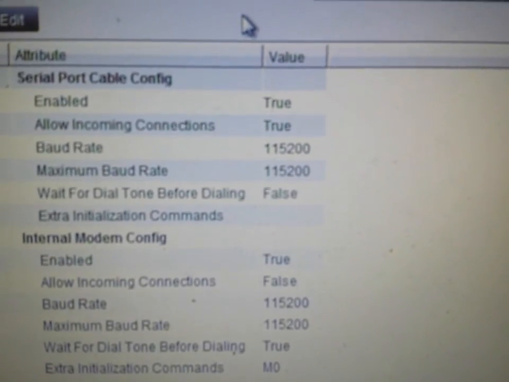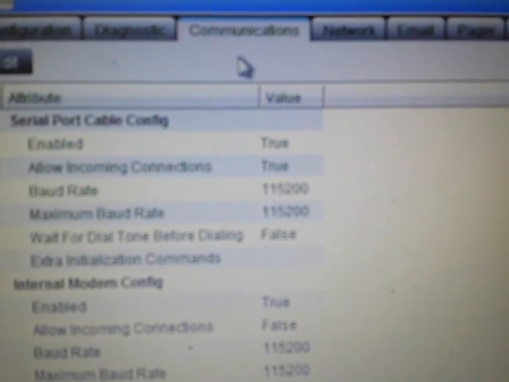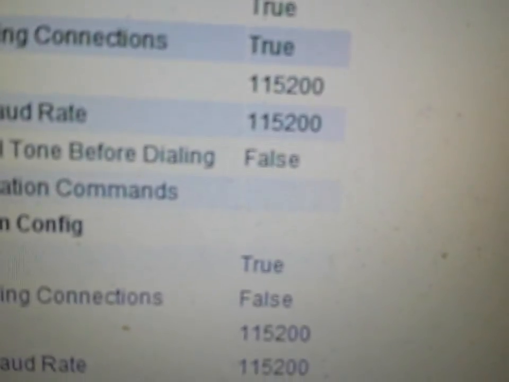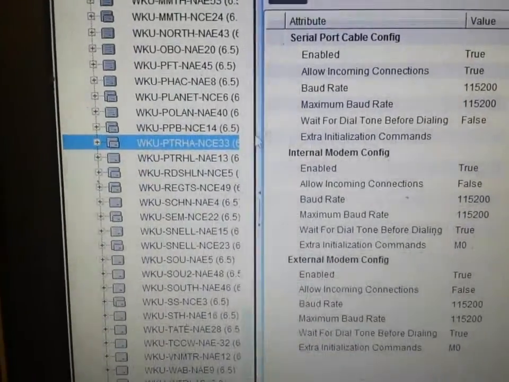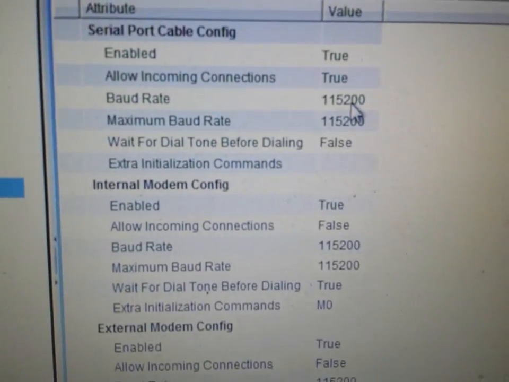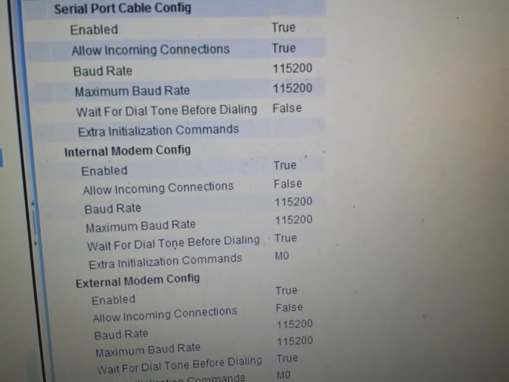Under the communication tab, it should give you the baud rate for the device, and that is a very important thing to know. Once again, if you do not have the correct baud rate in HyperTerminal, it is not going to communicate correctly. So you need to make sure that the value for the baud rate is entered into your device.